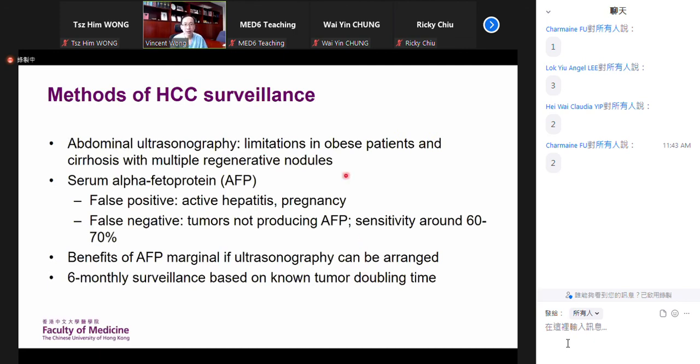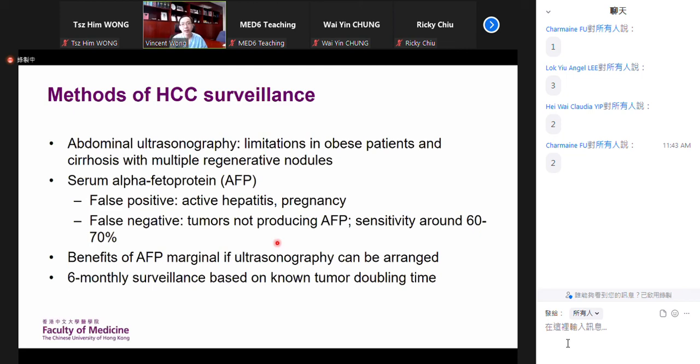Okay, so for HCC surveillance, we do abdominal ultrasonography, but we need to understand that in obese individuals or in patients with cirrhosis with multiple regenerative nodules, the performance of abdominal ultrasonography can be quite poor. In our setting, we do a lot of alpha-fetoprotein testing, but it is not a good biomarker. In fact, there are false positive results, particularly when the ALT is high or when the patient is pregnant. There are also false negative results because the sensitivity is only 60 to 70%. And therefore, in 30 to 40% of liver cancers, the AFP would be negative.